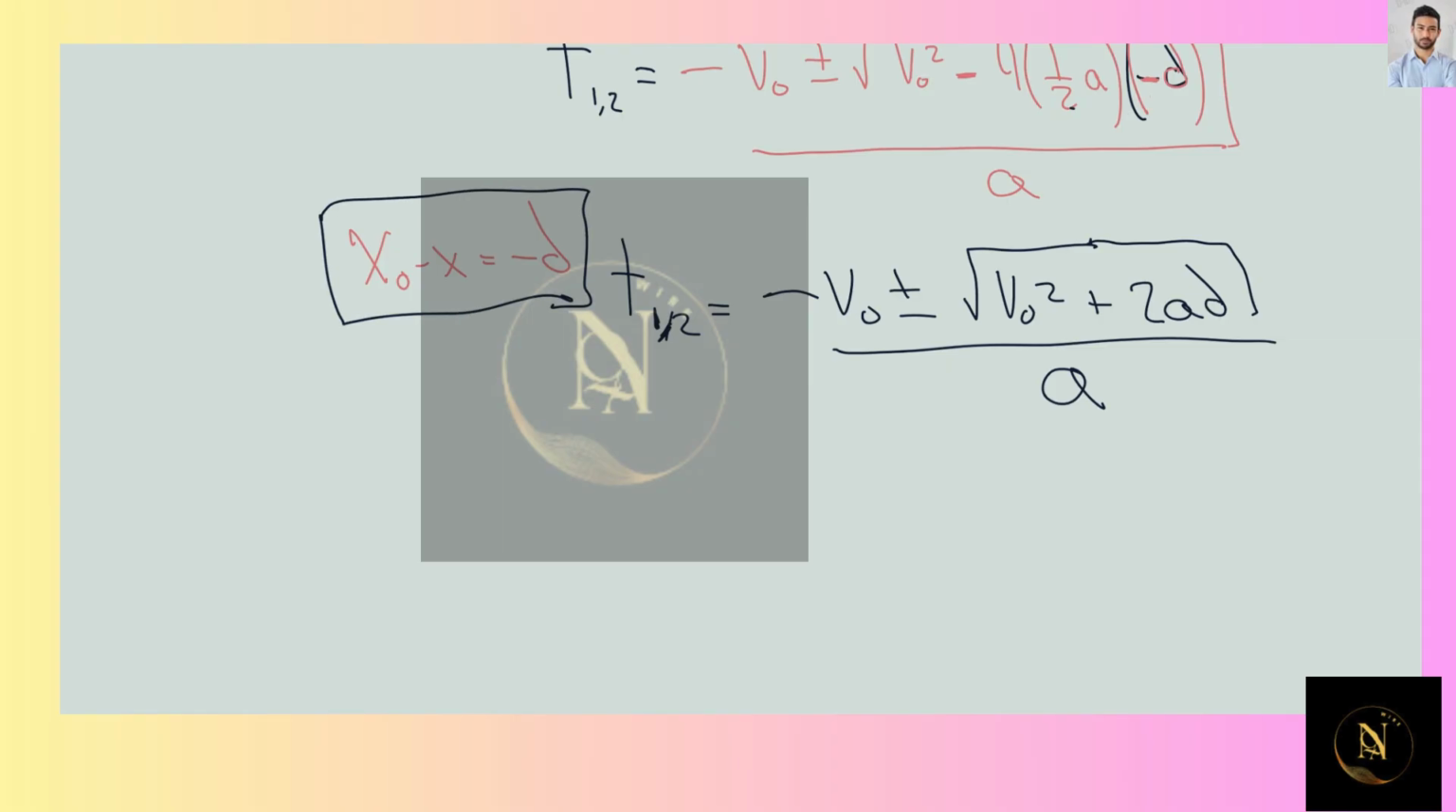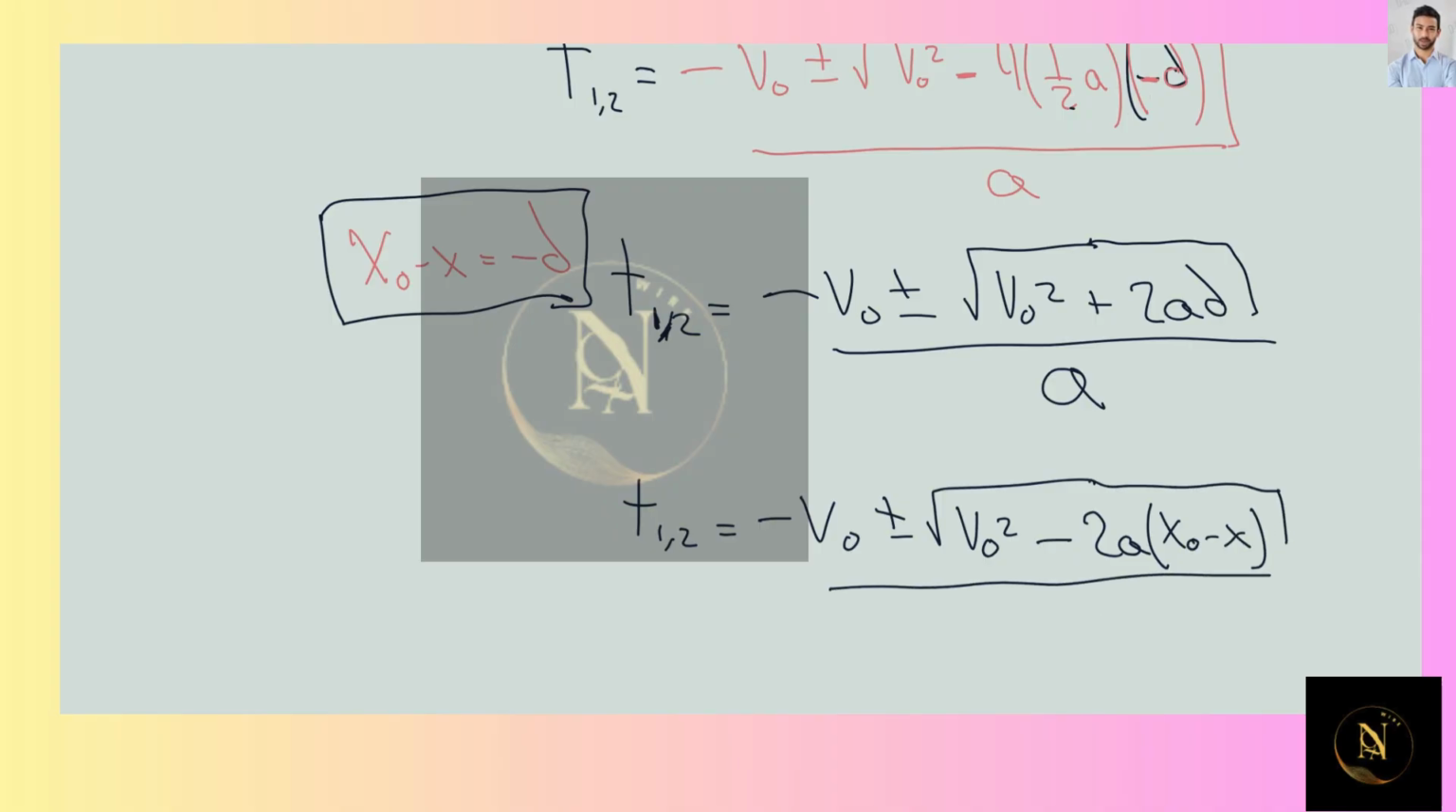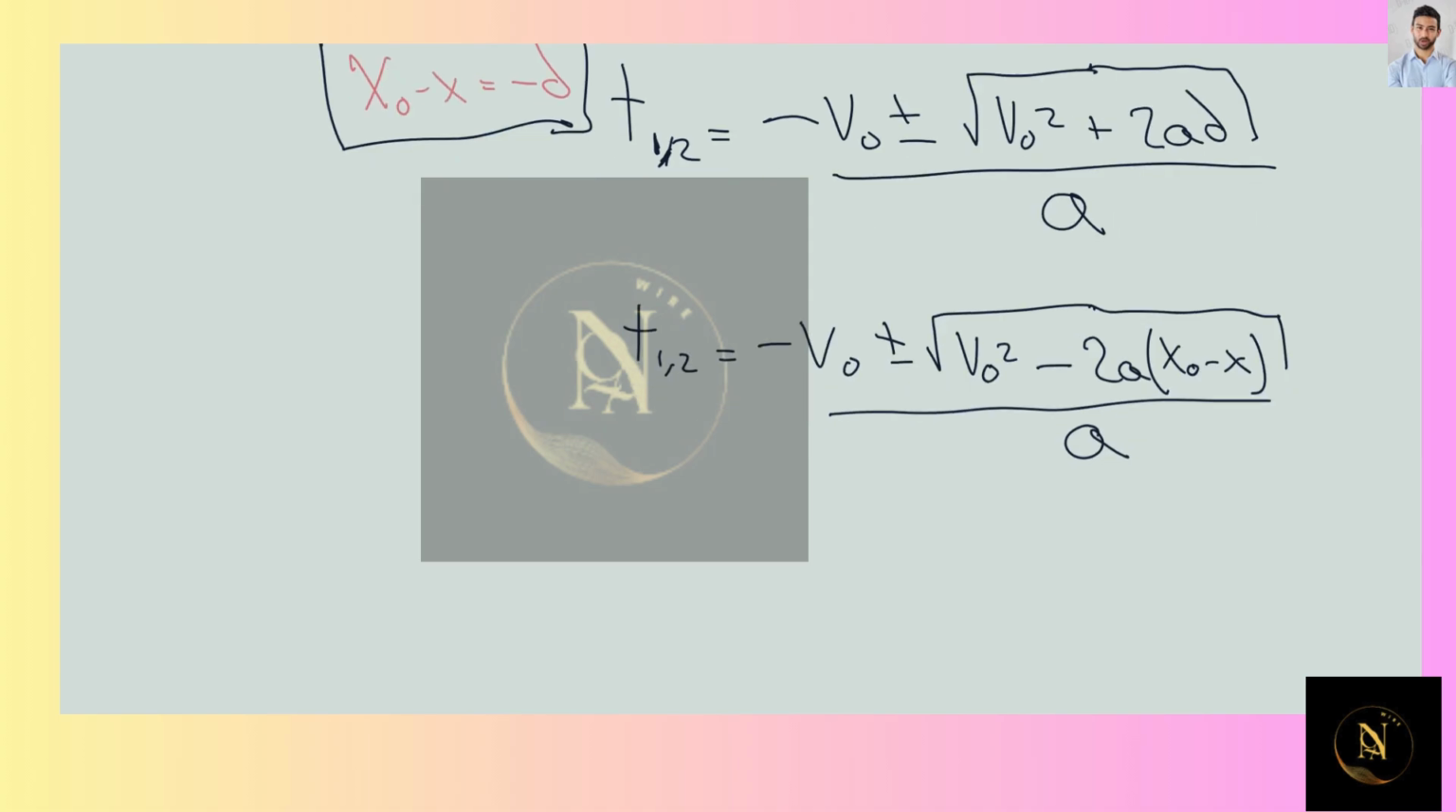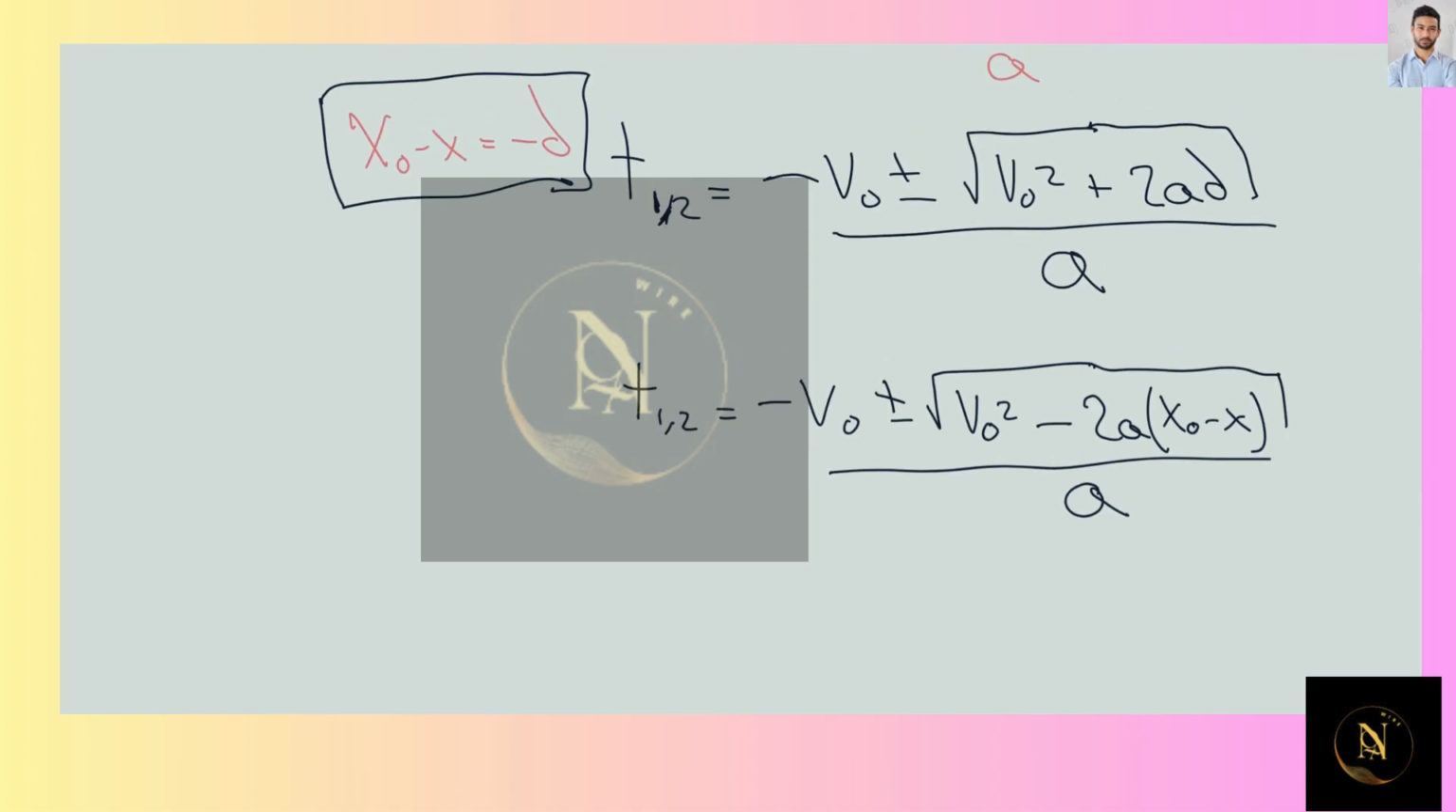You can also replace it directly, and you can put in here, if you want, t 1, 2 equal to minus v naught plus minus the square root of v0 squared minus 2a times x0 minus x, divided by a. So both of the approaches are valid. Whichever one you feel more comfortable with, that's the correct one.